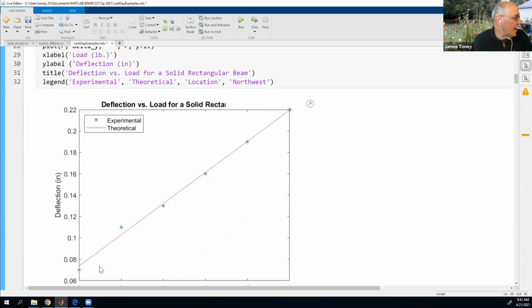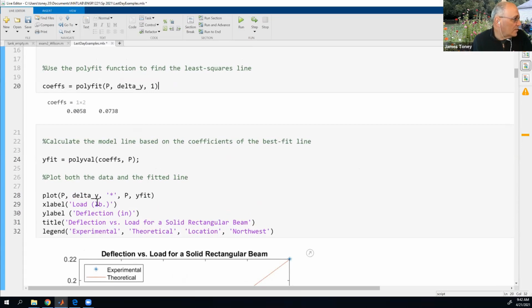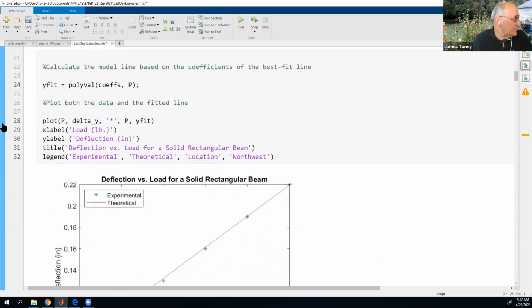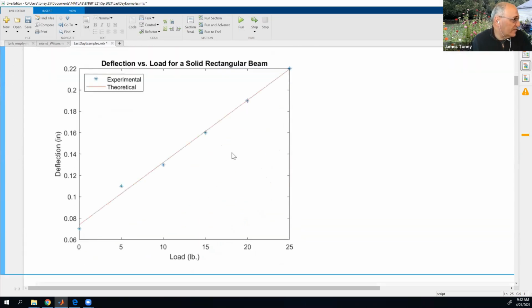Now let's say we wanted to actually draw the trend line through the data. There's another function you can use called polyval, where you give it those coefficients that you got from polyfit and the set of x values that you want. In this case, I'm just using the same set of load values. And it'll calculate the y values of the best fit line. Then you can plot the original data, say with an asterisk, and then the fitted line on the same graph. And that's what you get.